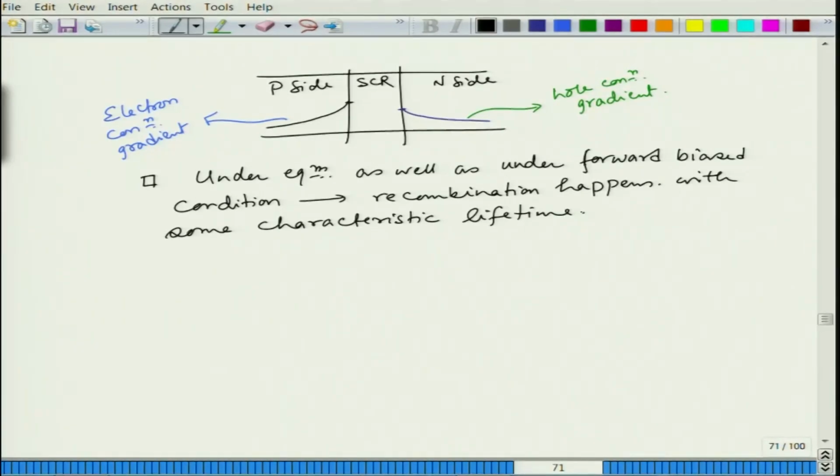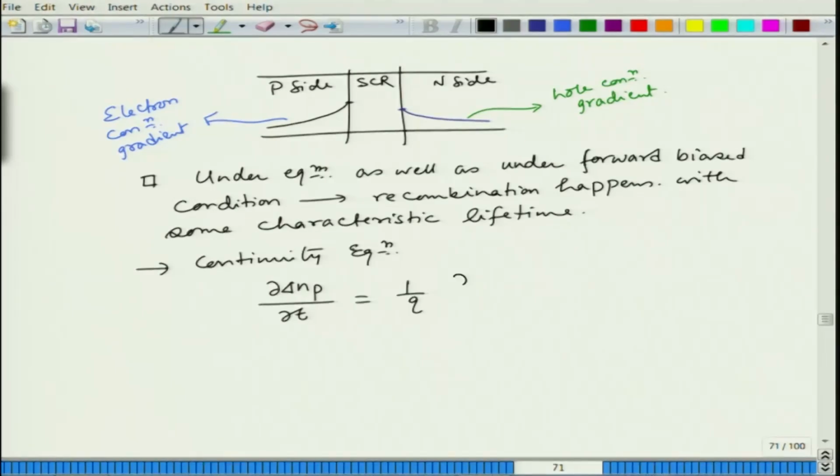This we have seen before. So, in the continuity equation, the general form of continuity equation is this. If we write it for the minority carrier in the p side, that means for the electrons, right. This we have seen earlier, we are just restating it.